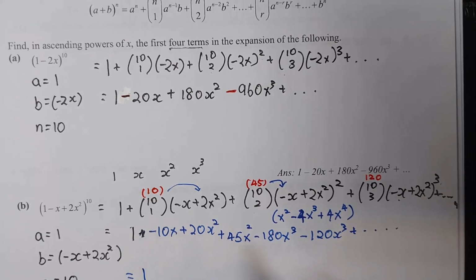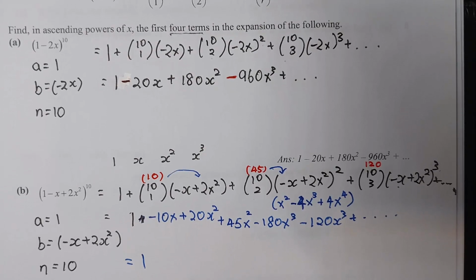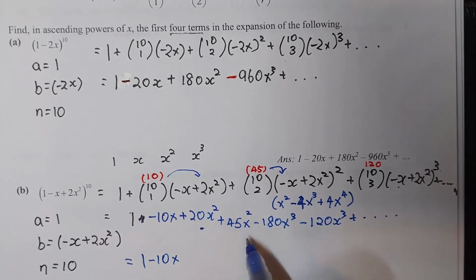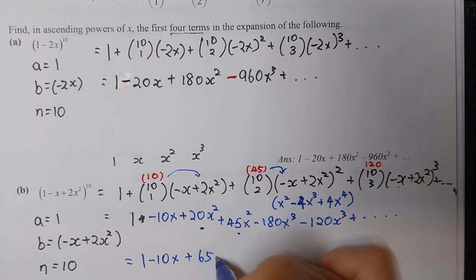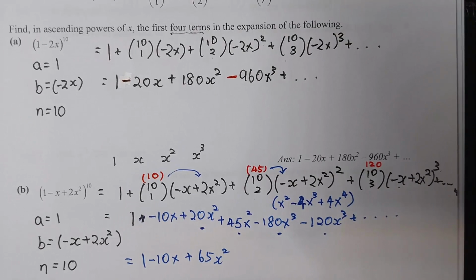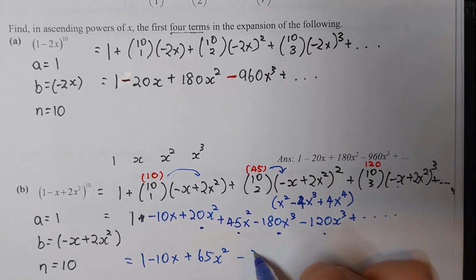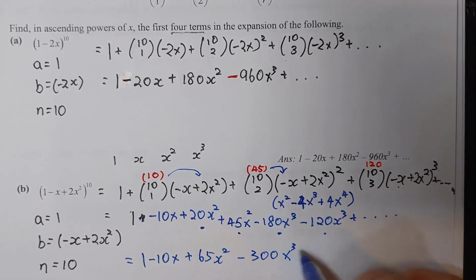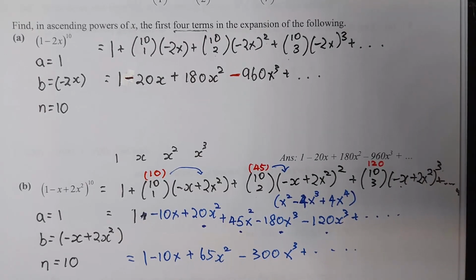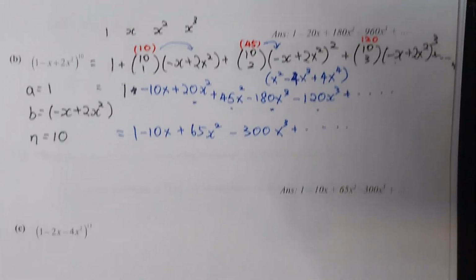And let's simplify by grouping the like terms together. We will have 1, and this is the only x term. We have the x squared terms here, and we have the x cubed terms here. And that will give us the first 4 terms of the expansion.